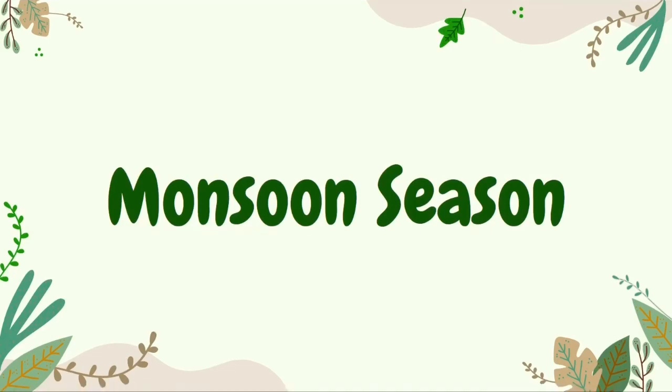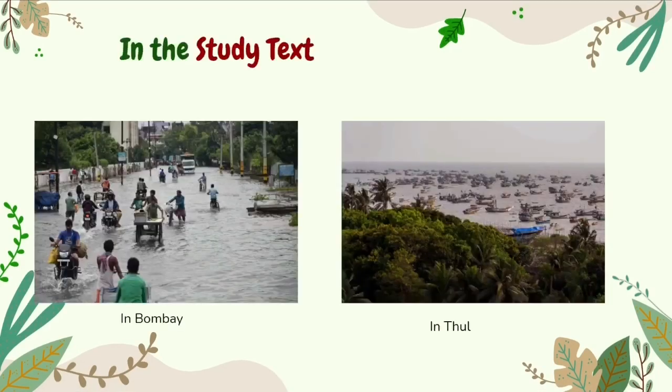I'm going to talk about the next reflection, which is about the monsoon season, which happened in the study text and in real life. Monsoon season usually happens between April and September. In the study text, monsoon caused disruption and difficulty for people in Bombay and Seoul. In Bombay, there were a lot of problems, such as the sewer being clogged because of the amount of trash which flowed along with the rainwater on the street, which also caused flooding in the city, and there was a lot of chaos everywhere.